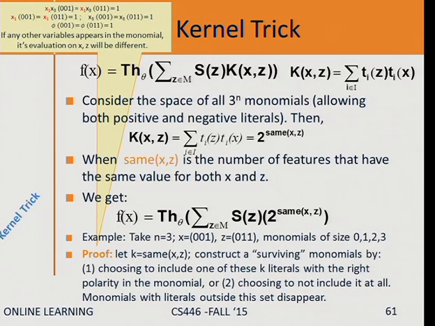Because if I put something else into the monomial, there's going to be disagreement between its value on 0, 0, 1 and its value on 0, 1, 1. And therefore, the dot product will be 0 in this component. Everyone agrees with this? So we proved this important thing.